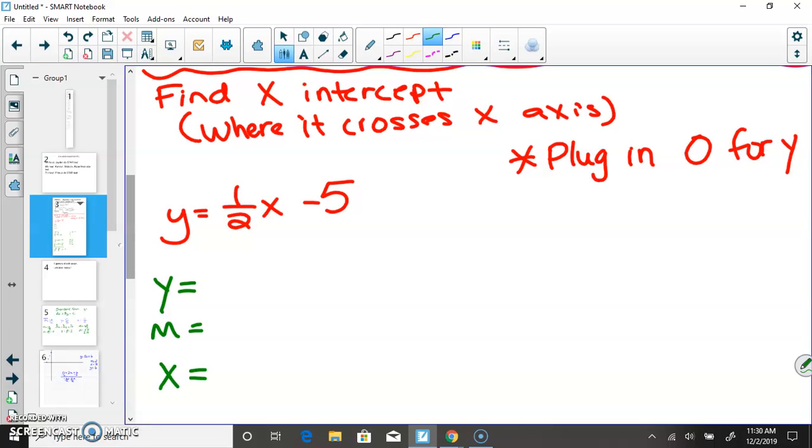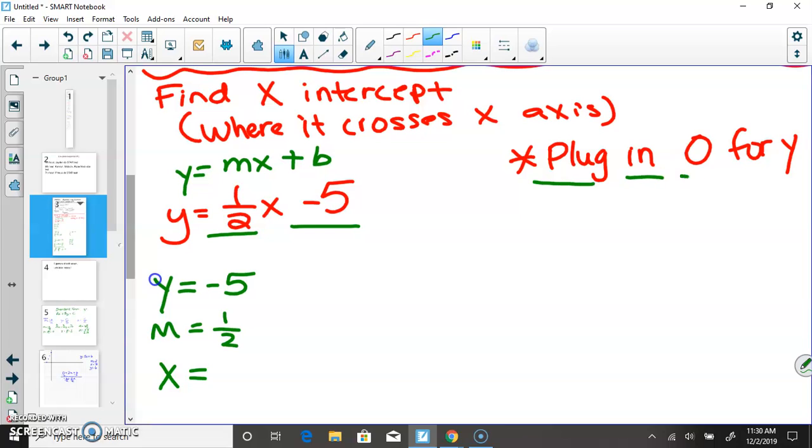Your y is right here. It gives it to you. Y is -5. Your m is right here, 1/2. Remember that equation? Y equals mx plus b. It says b is where it crosses the y-axis. M is your slope. So we just have to find x. So to find x, you're going to plug in 0 for y. So you have 0 equals 1/2 x minus 5.